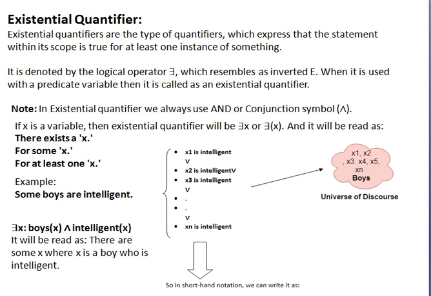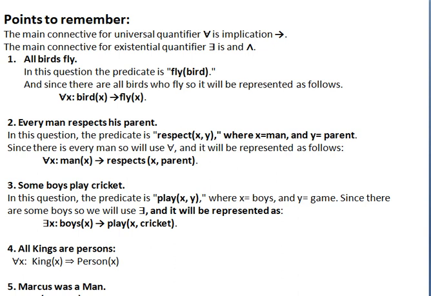For example, some boys are intelligent. Some boys, that means a number of boys are present in the room, but only some boys are intelligent. So we can write inverted E x such that boy x and intelligent x. We can read as there is some x, where x is a boy who is intelligent. I think you can understand these two quantifiers.